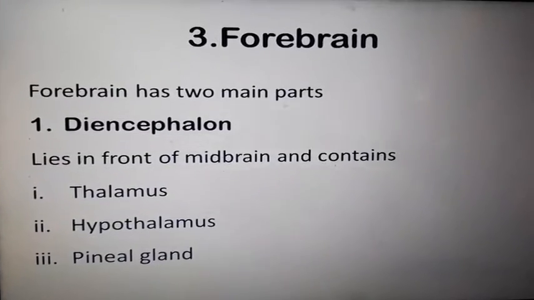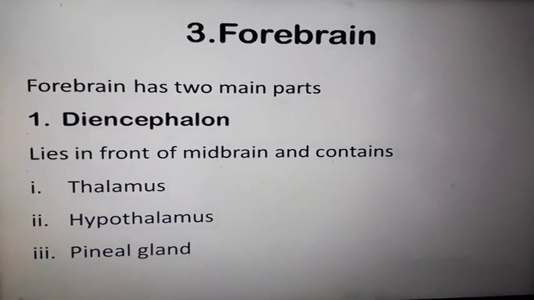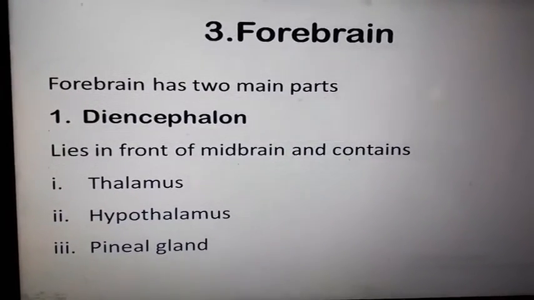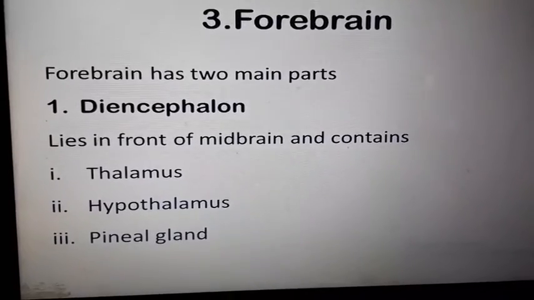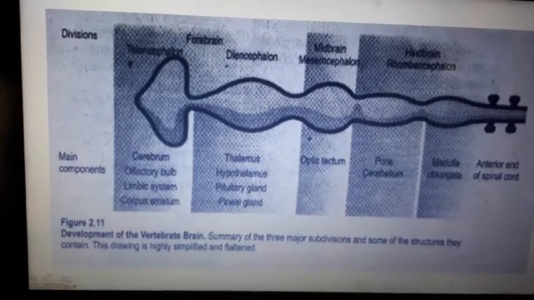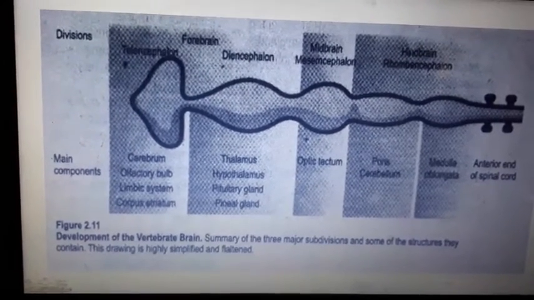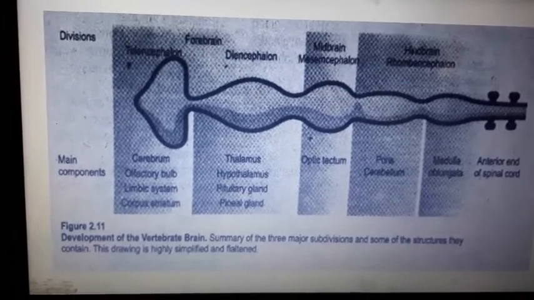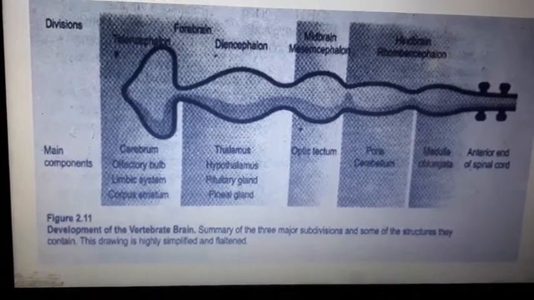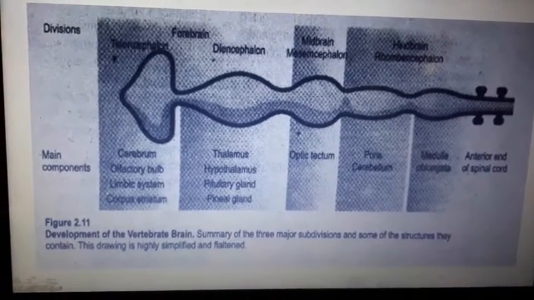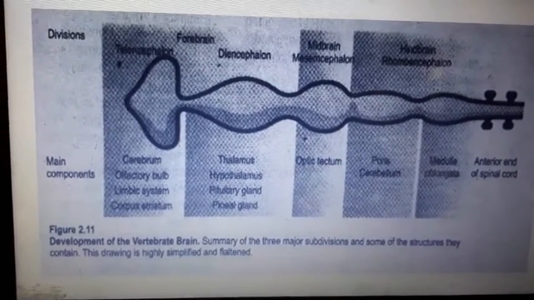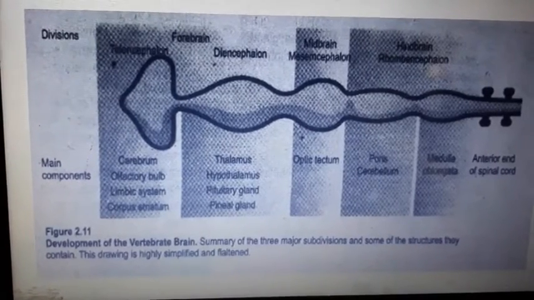The forebrain has two main parts, the diencephalon and the telencephalon. The first one is the diencephalon, which lies in front of the midbrain and contains the thalamus, hypothalamus, and pineal gland. So these are the divisions of the brain: forebrain, midbrain, and hindbrain, as well as the diencephalon and the telencephalon. This is the development of the vertebrate brain. This is the summary of the development of the vertebrate brain, the main components and the brain divisions.